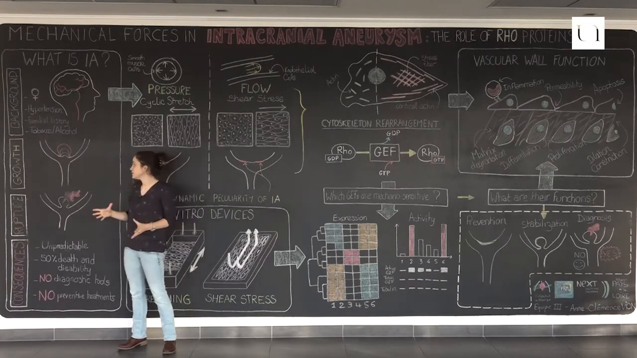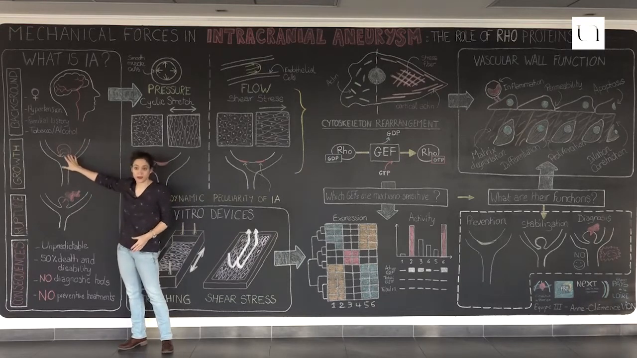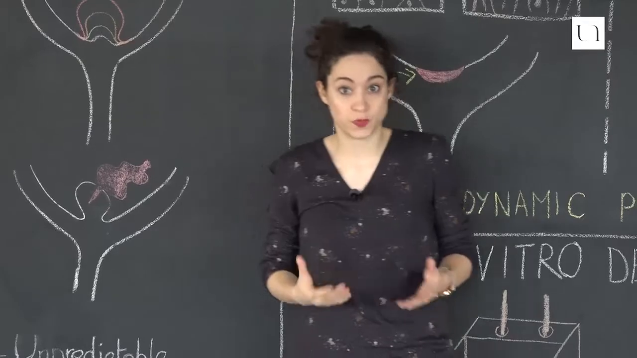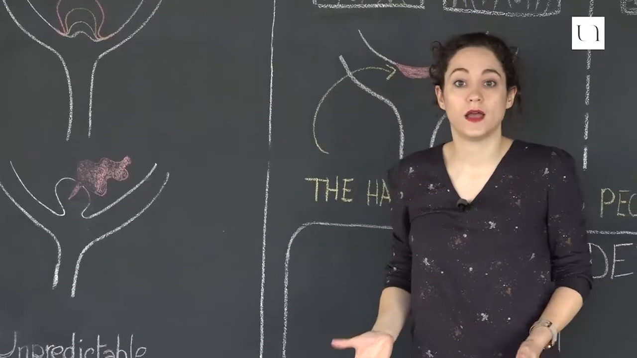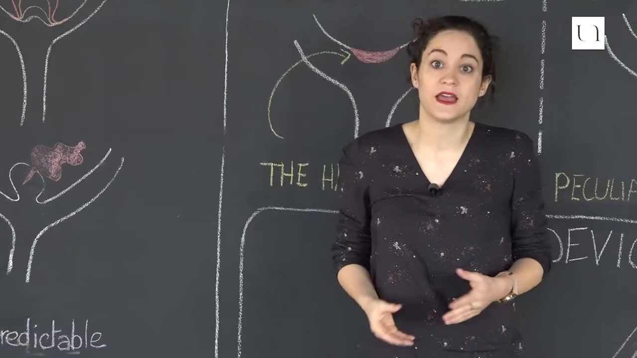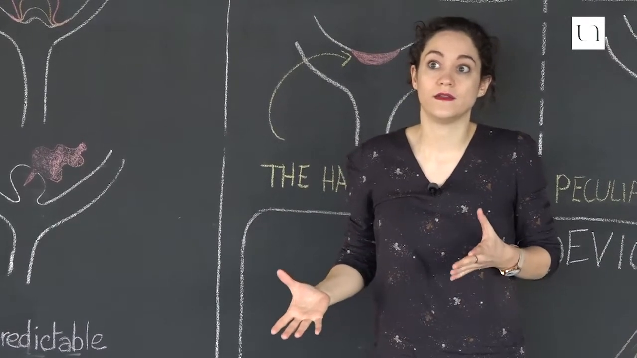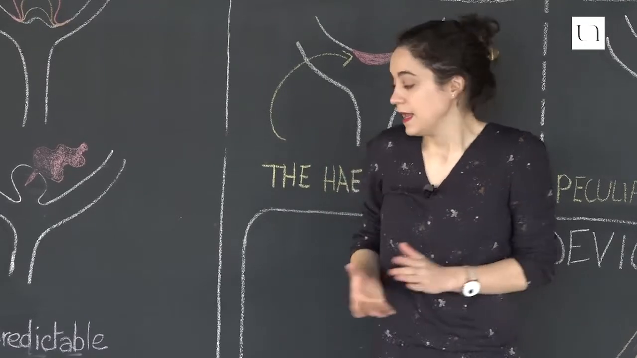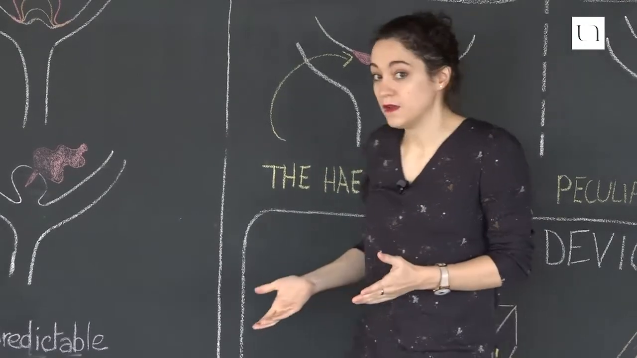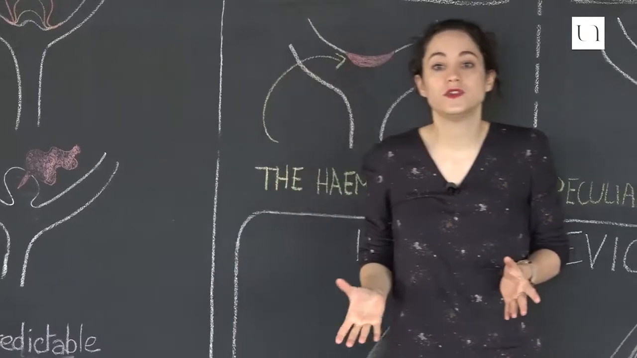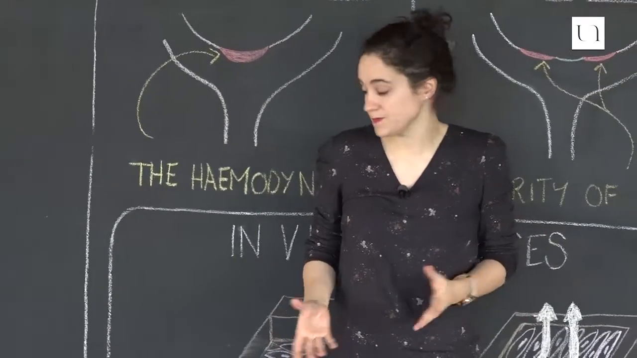What is dangerous is not so much the intracranial aneurysm per se, but rather its rupture that leads to intracranial hemorrhage that is fatal in 50% of cases. And when it's not, it's usually leading to neurological damage.